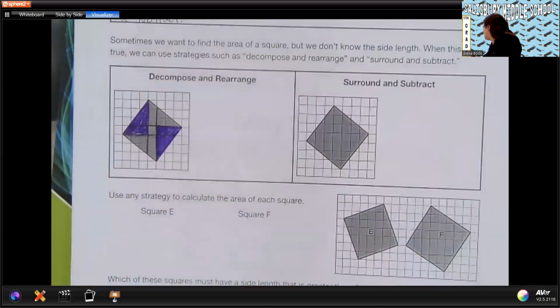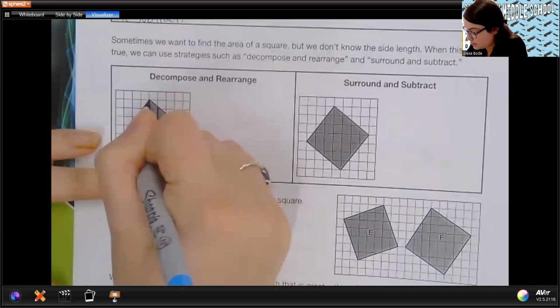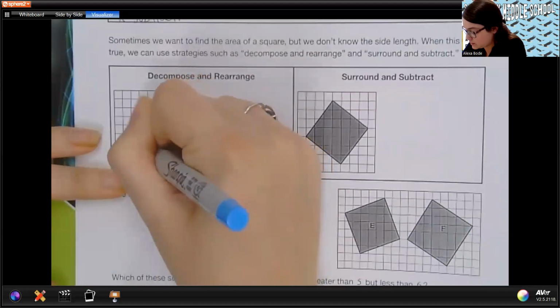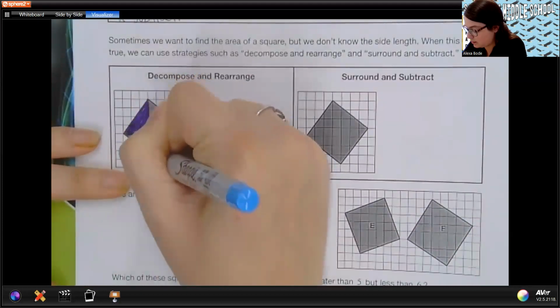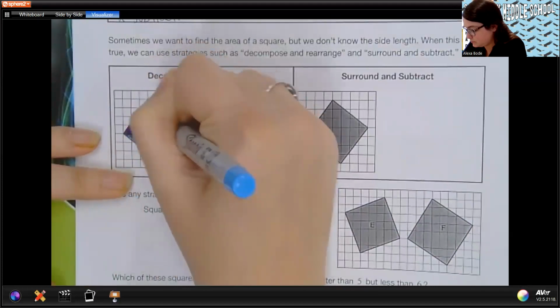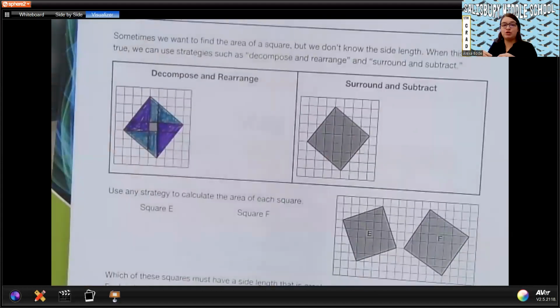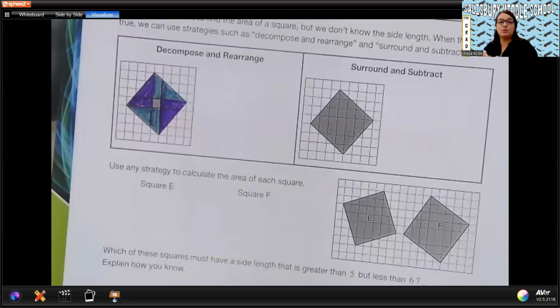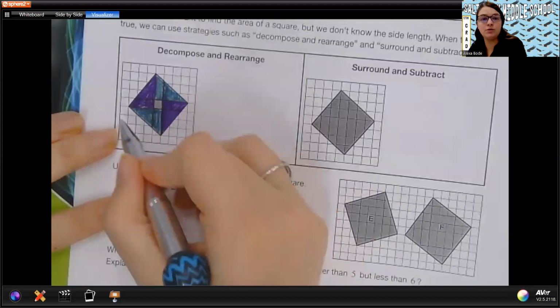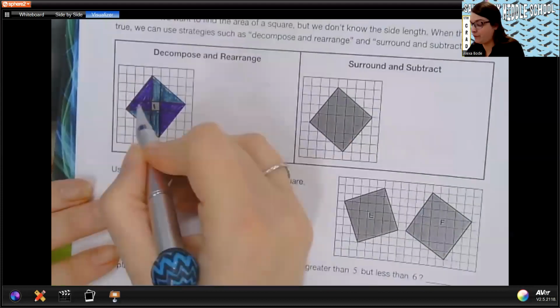Can you see these? Not really. Let's try this color blue. So then you have these ones here. So there's this triangle and this triangle. So we have 4 triangles and then the 1 square in the middle. So essentially, we have this whole square broken into the 1 square in the middle and then 4 triangles.